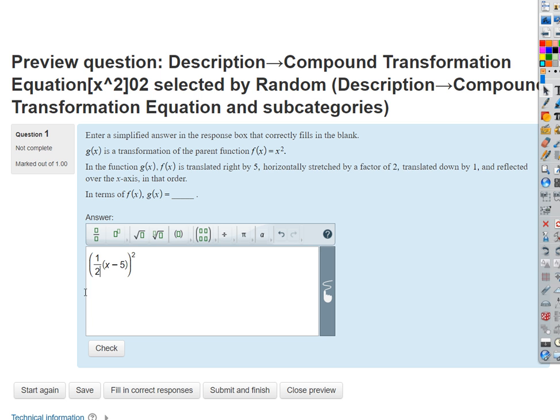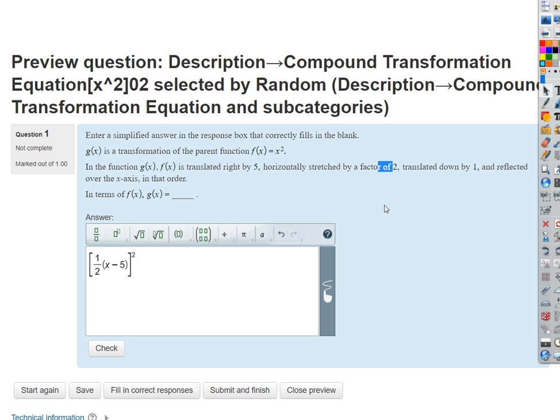Now that looks a little inconvenient when we've got parentheses around parentheses. So what maybe should I do to those outer parentheses? Let's make them a bracket. Yeah, so I'm just going to cut all this stuff for a second, change that to a bracket, and paste it back in there. Does that look better? Okay. So now we're up to here, right? We've horizontally stretched by a factor of 2.